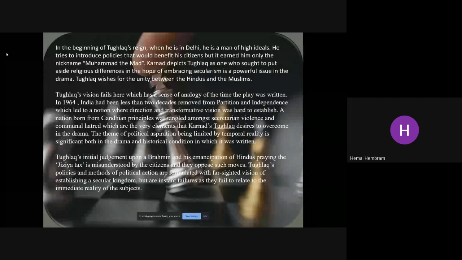Tughlaq's initial judgment on the Hindus in the jizya tax is misunderstood by the citizens. Tughlaq's policies and methods of political action were formulated with a far-sighted vision of establishing a secular kingdom, but are instant failures as they fail to relate to the immediate reality of the subjects.